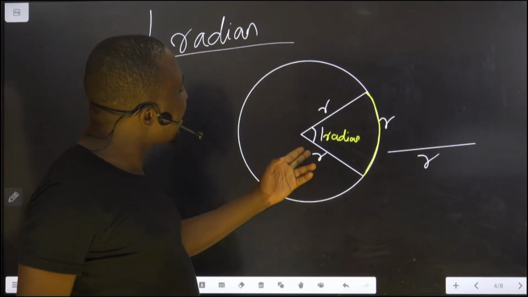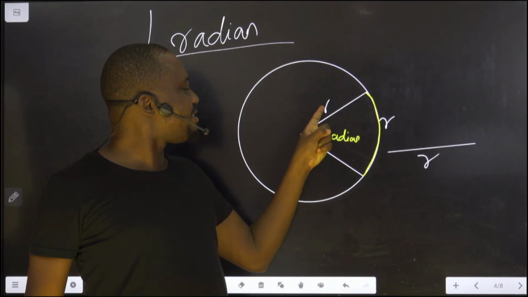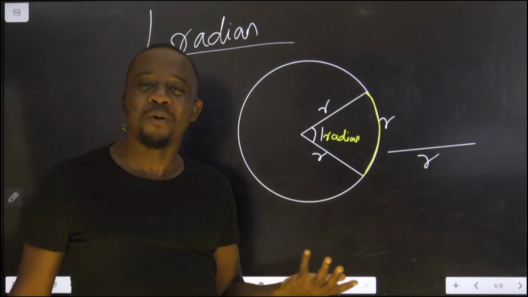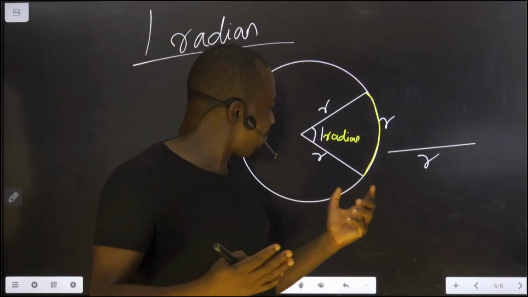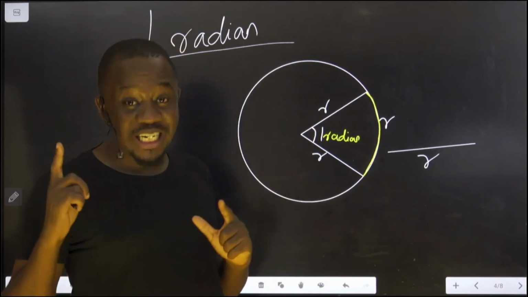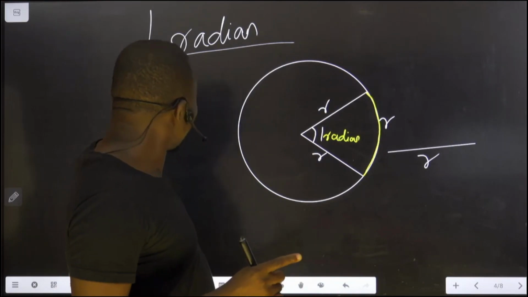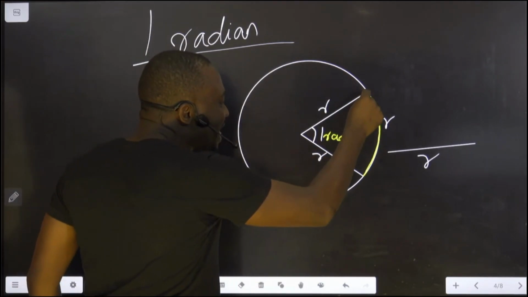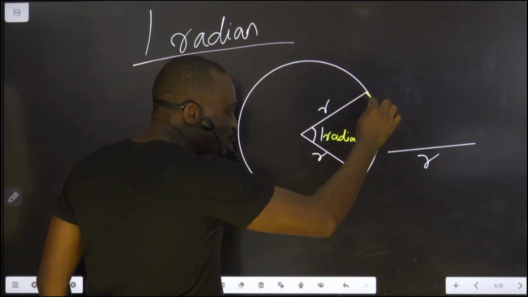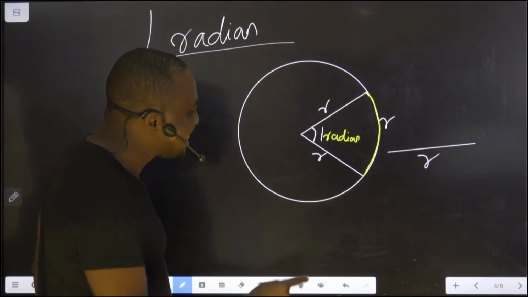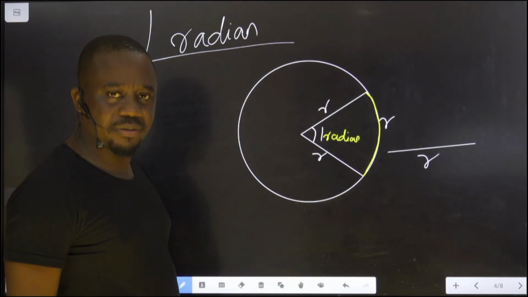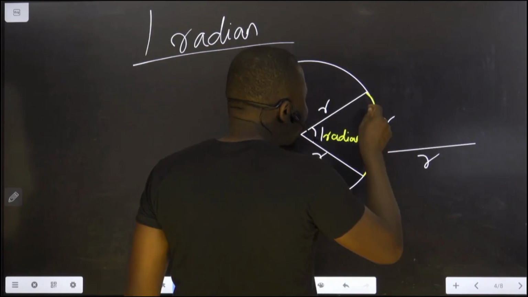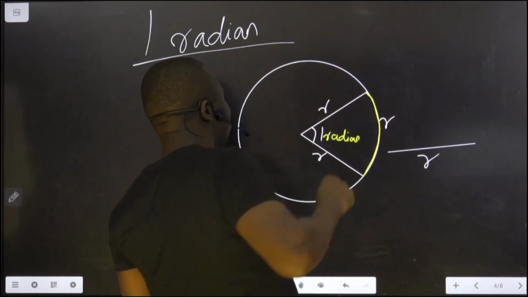As you can see, the reason is because there's a radius here, and a radius here. So this angle is surrounded by what? By radii. Therefore, it is called what? 1 radian. The next thing I want to ask you is that this now is on the circumference, and we said it is equal to this radius. How many of these radii can cover this entire circle?